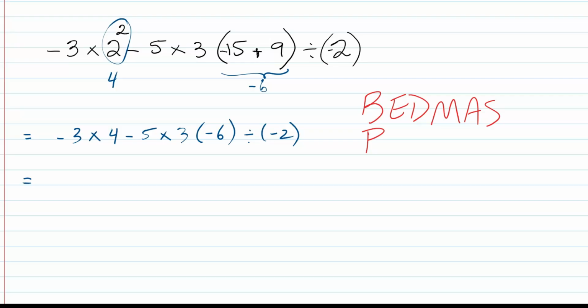We have a division here. We have a multiplication here. Okay, we have a multiplication here as well. All right. So we're going to go through from left to right, and let's see what we can do with this. First, -3 times 4, that's -12. Then there's a -5. We can't do anything with that.